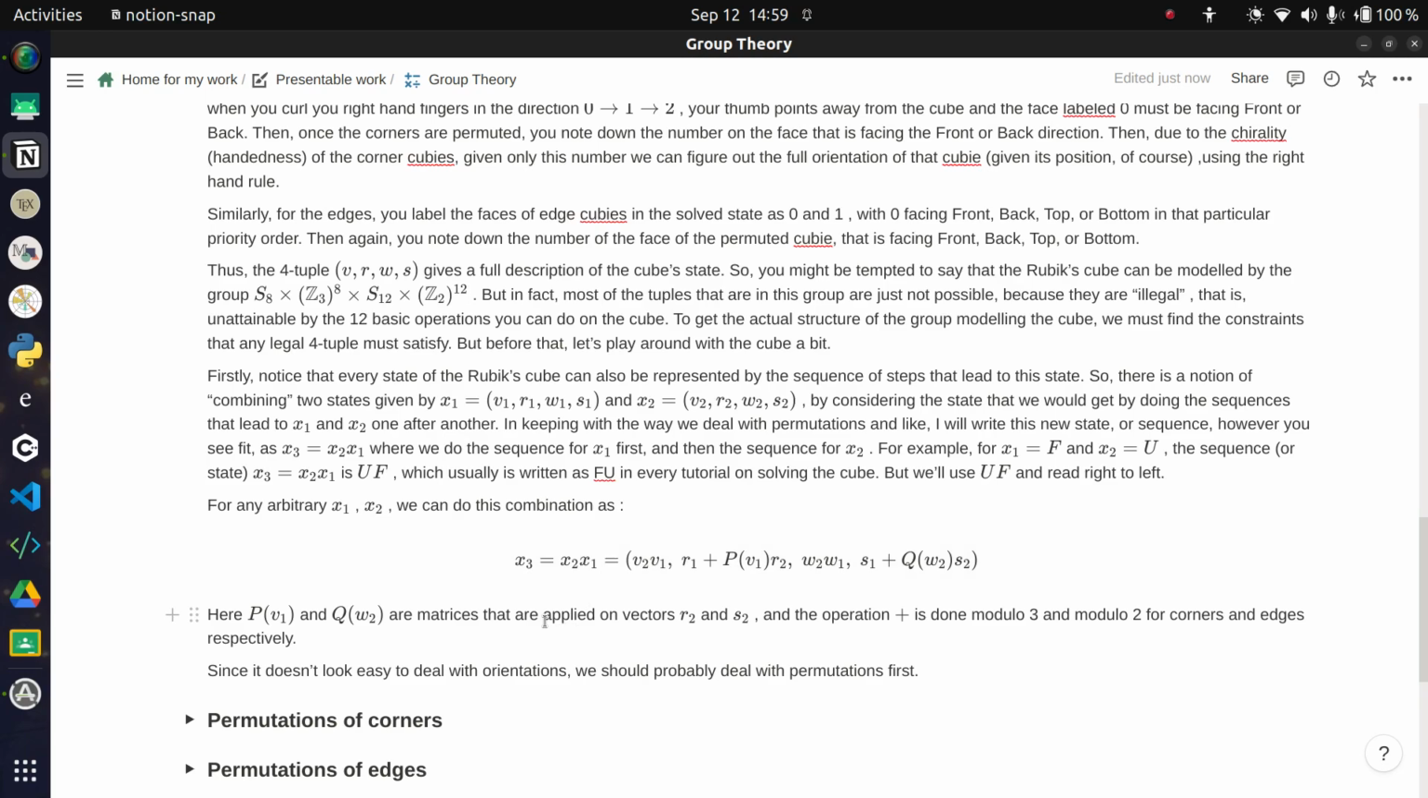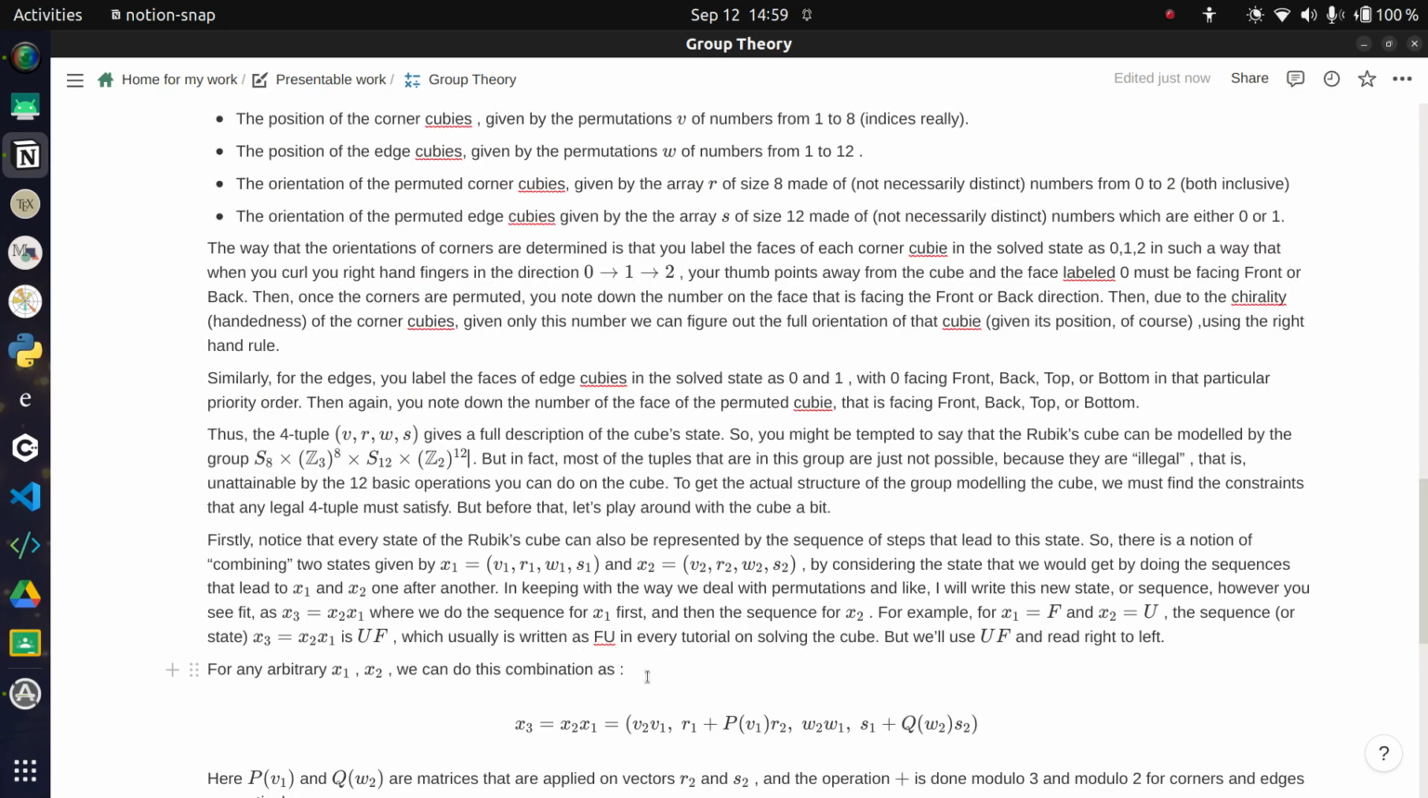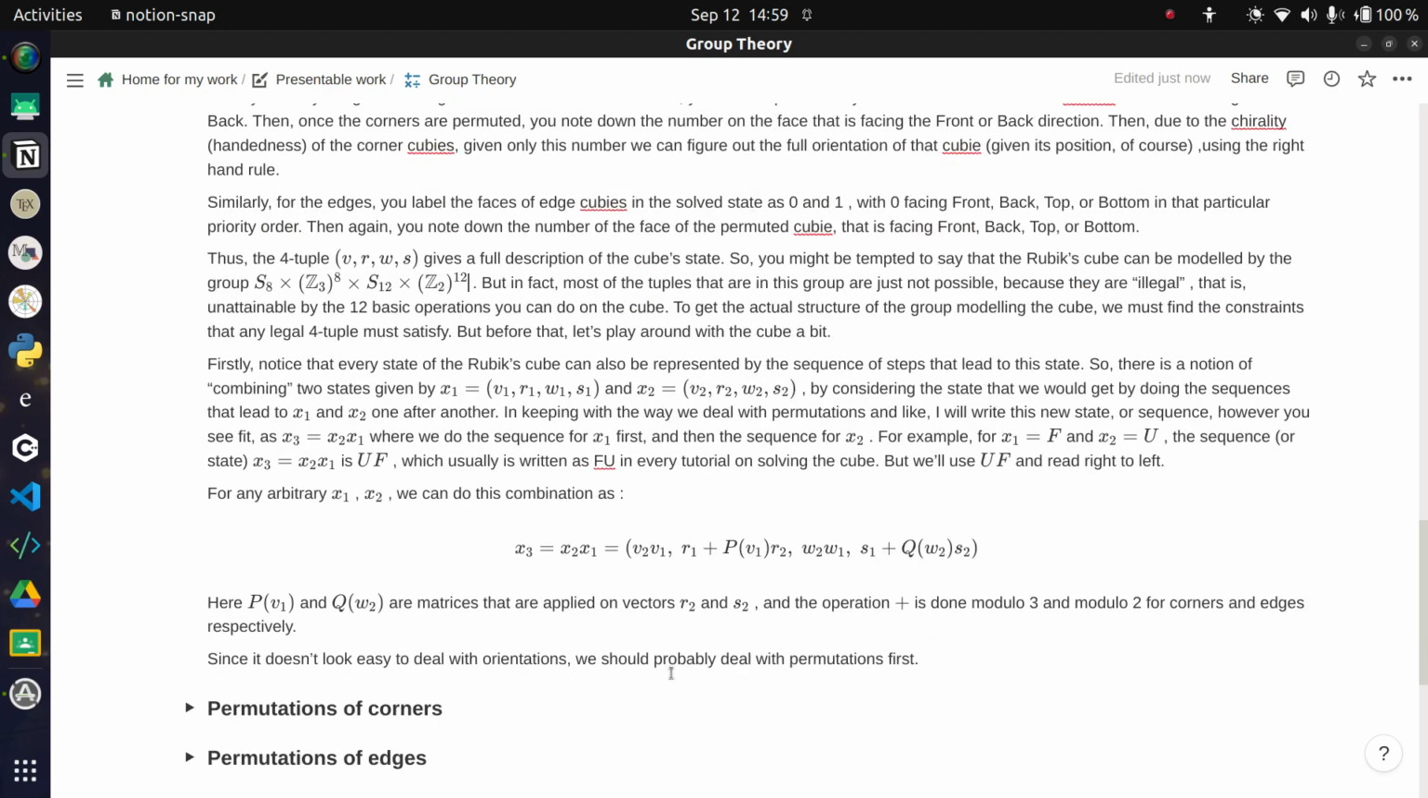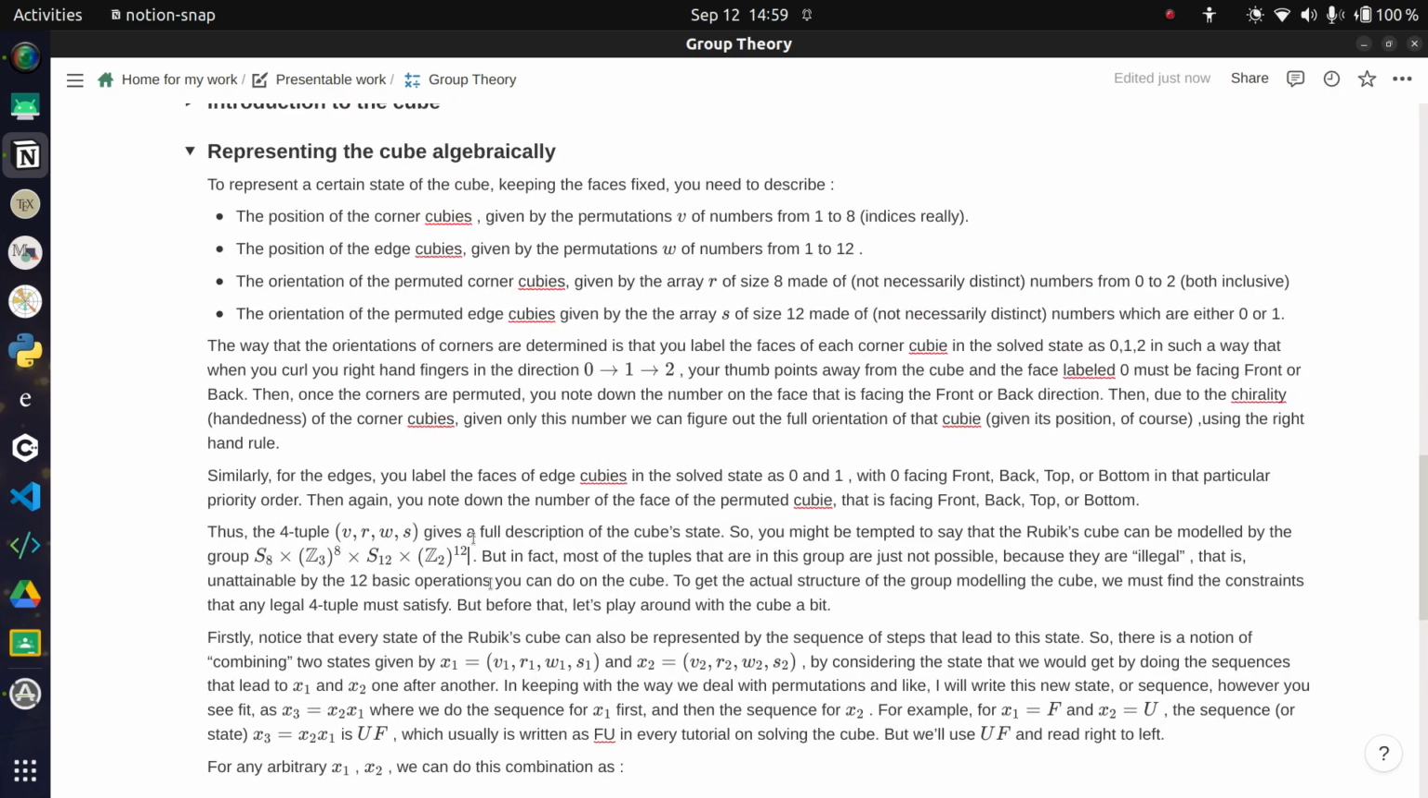Yeah, right. Also, in this particular thing that I've written, I'm using a right to left notation, as in you have to read from right to left the sequences that I'm writing down. So for example, if I write UF, what that means is that you do front rotation first and then the up rotation. But usually it's written as FU in the cubing community. So just a heads up, right? Yeah. So representing the cube algebraically.